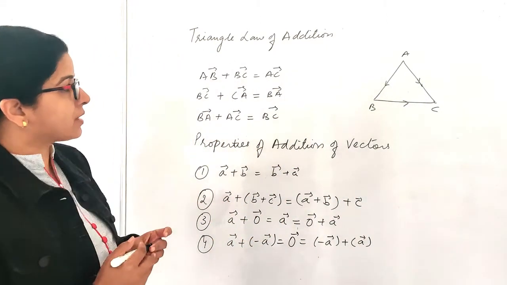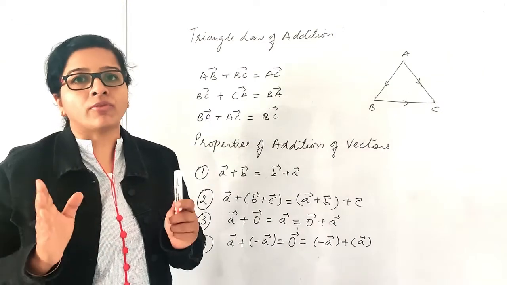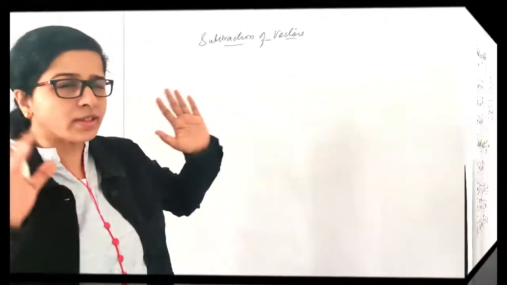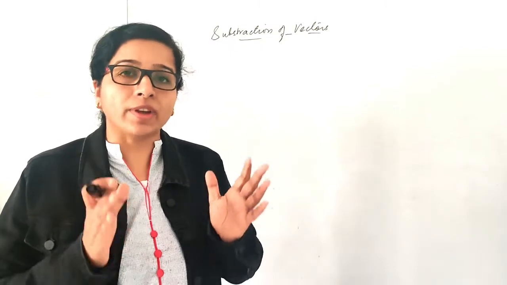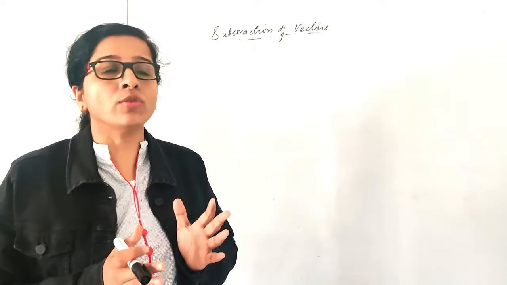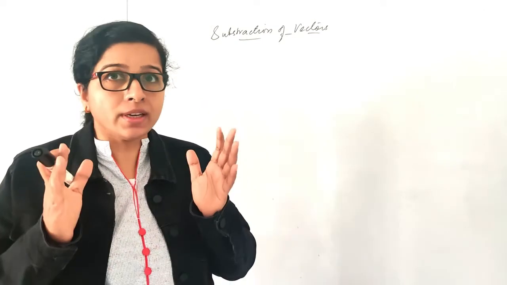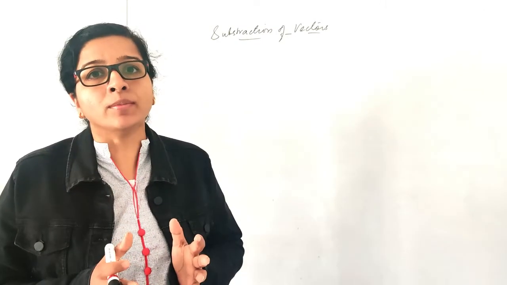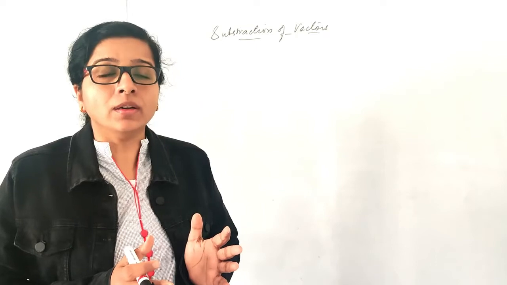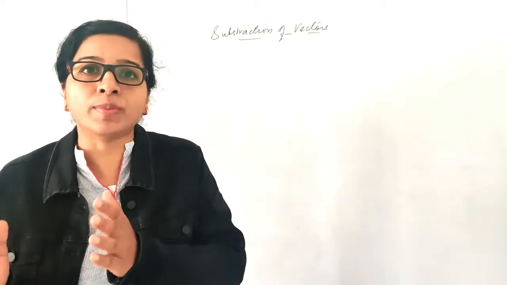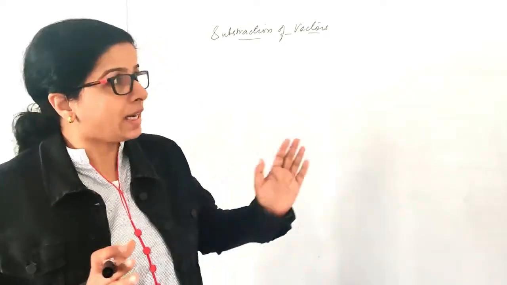Now let us learn subtraction of vectors, okay? So what is subtraction of vectors? If you have A vector and B vector and we want to find the subtraction of B vector from A vector, it is nothing but the vector sum of A vector with negative of B vector. Is that clear? Let us check it out.